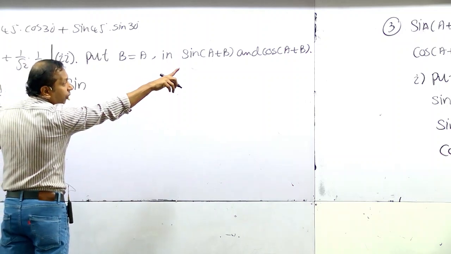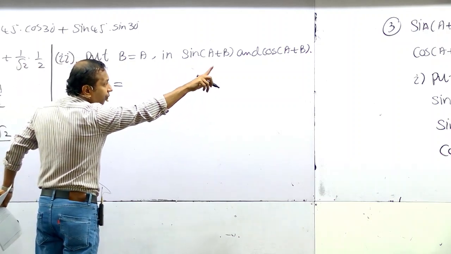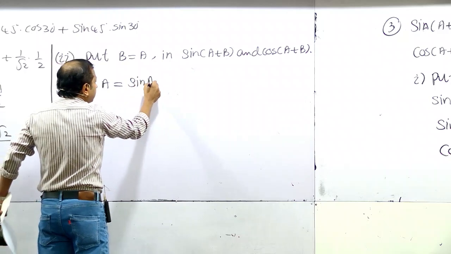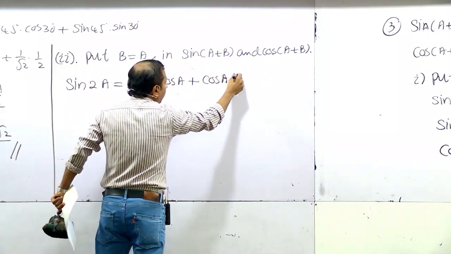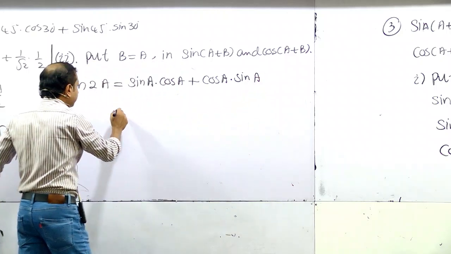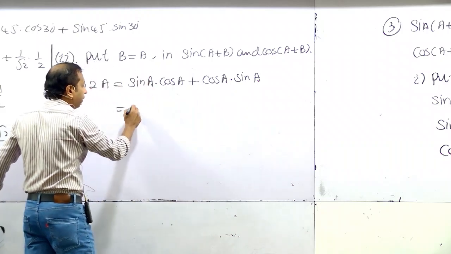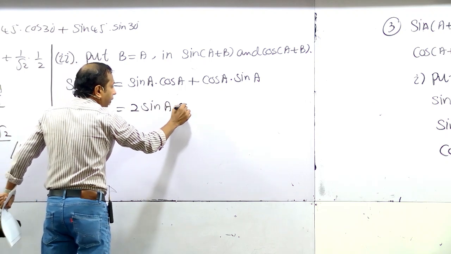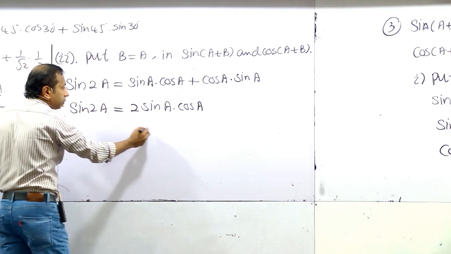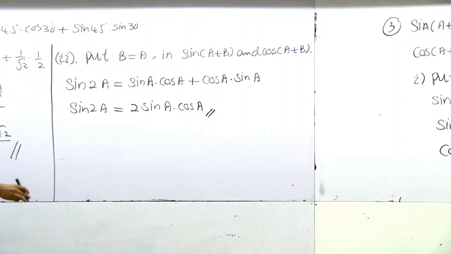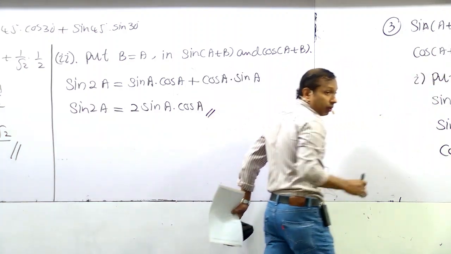Sin, left hand side A plus B, no, A plus A, 2A. Right hand side, sin A, B also A, so sin A cos A, plus, again, cos A sin A. This cos A sin A you can write as sin A cos A. Here sin A cos A plus sin A cos A is 2 sin A cos A. Here sin 2A. And in cos(A plus B) we put what? B equals A. Here, A plus A we get cos 2A.